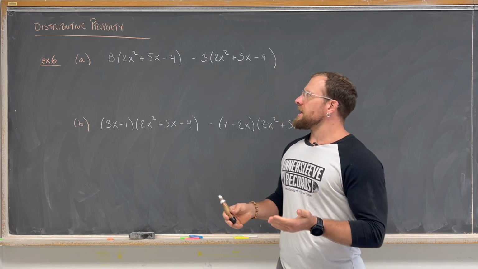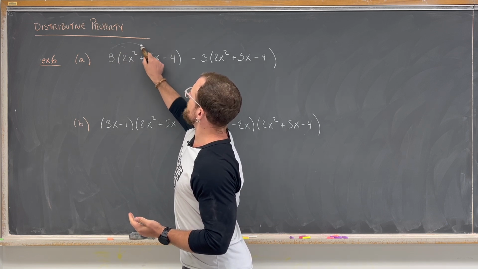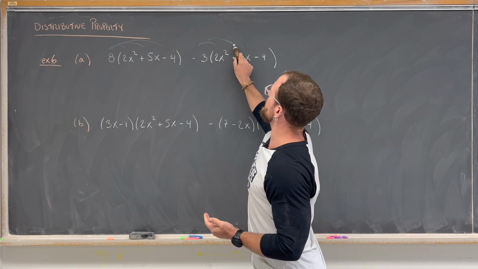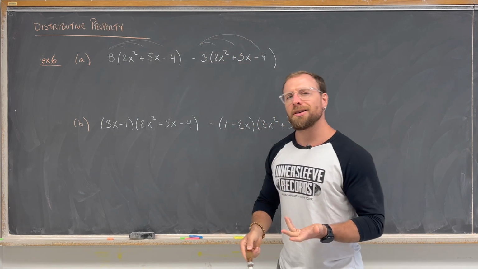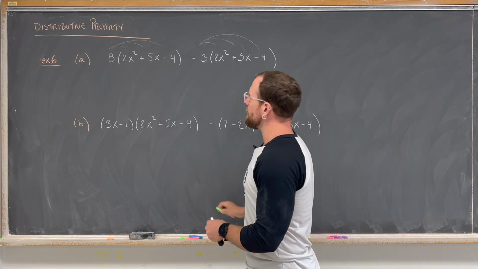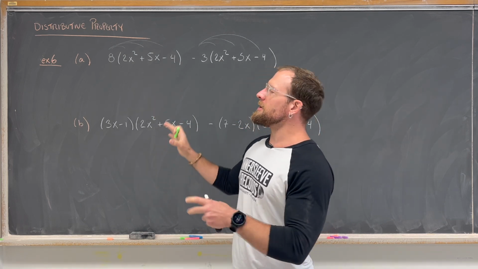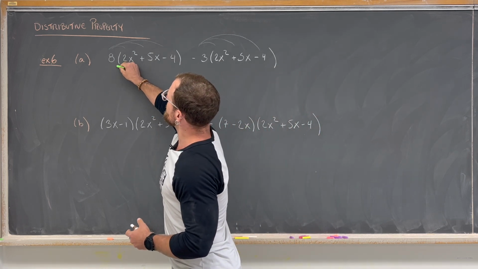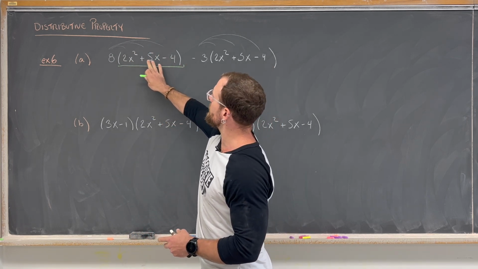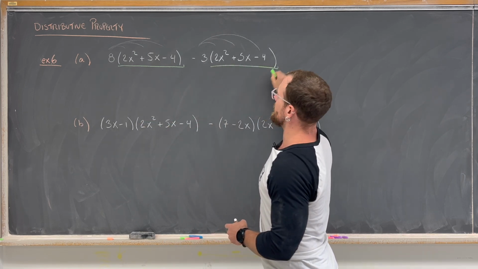Let's take a look at another example. It looks pretty straightforward. It looks like what I need to do is distribute this 8 to these 3 terms inside parentheses and distribute this negative 3 to these 3 terms inside parentheses. There's actually a quicker way. If we zoom out for a second, we can see that there are similar terms. We have 8 of these objects that are 2x squared plus 5x minus 4, 8 of them, and then minus 3 of those same things, okay?